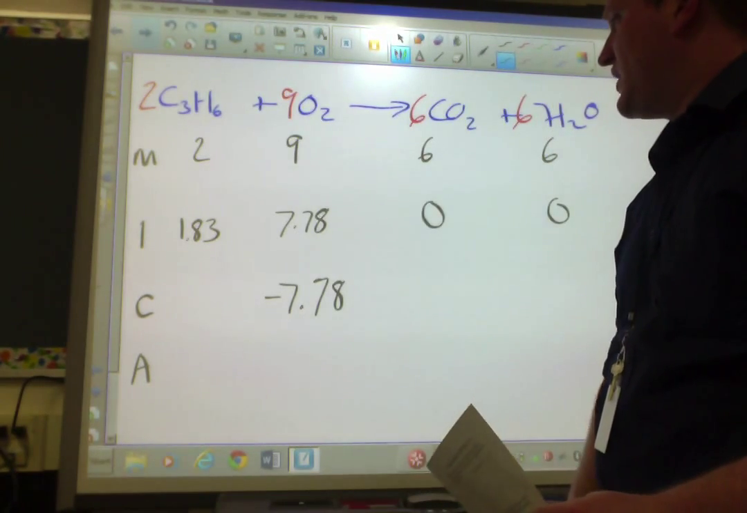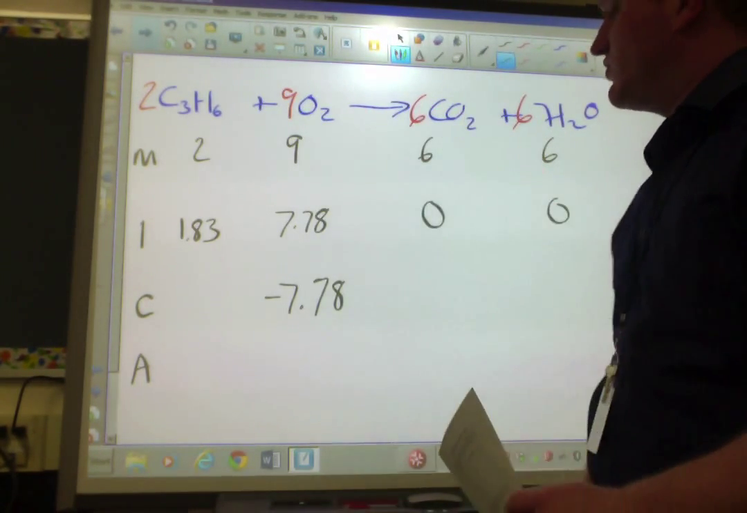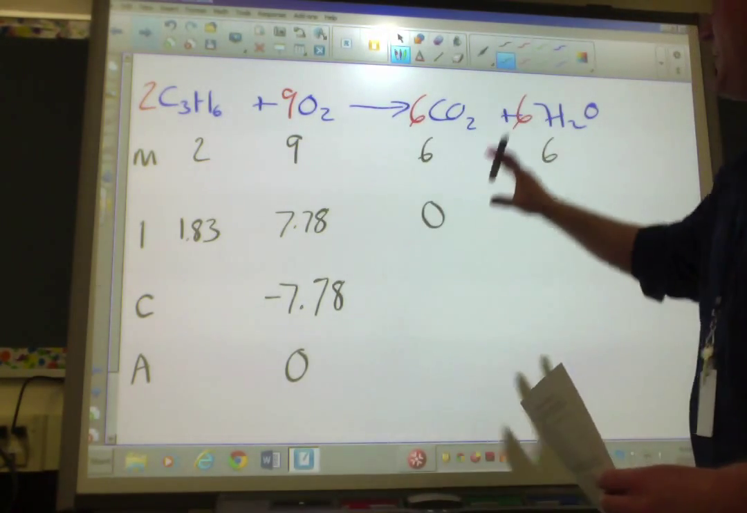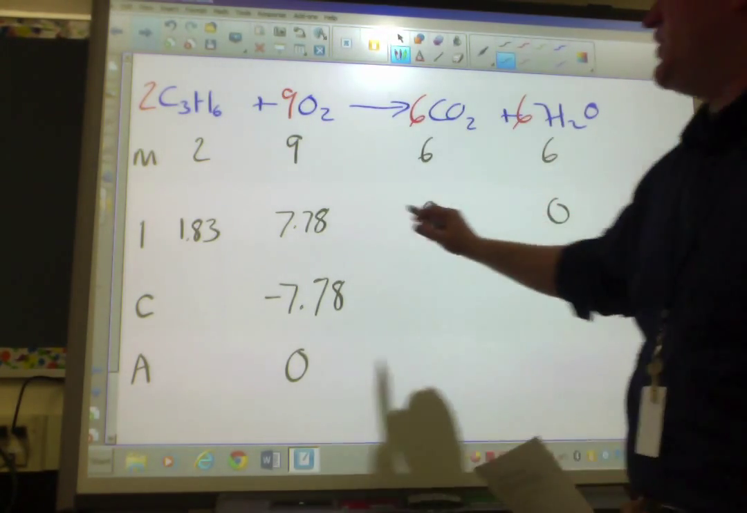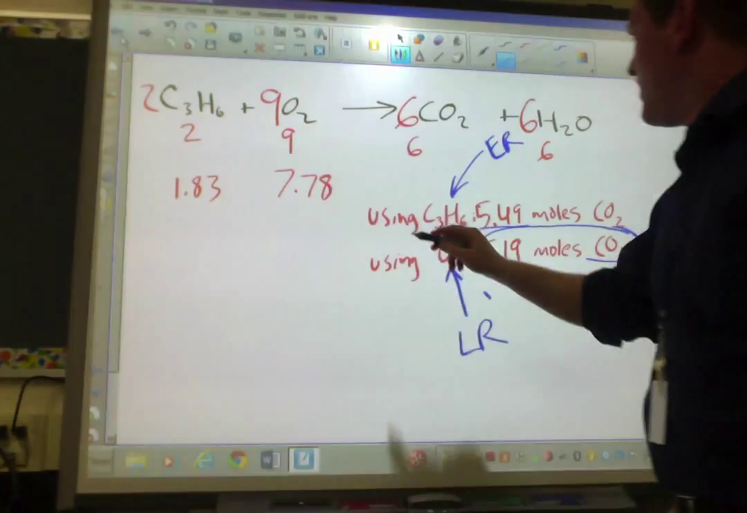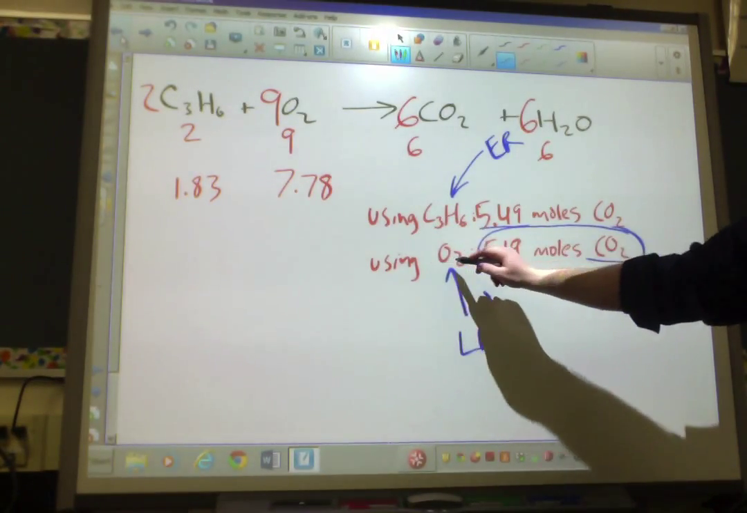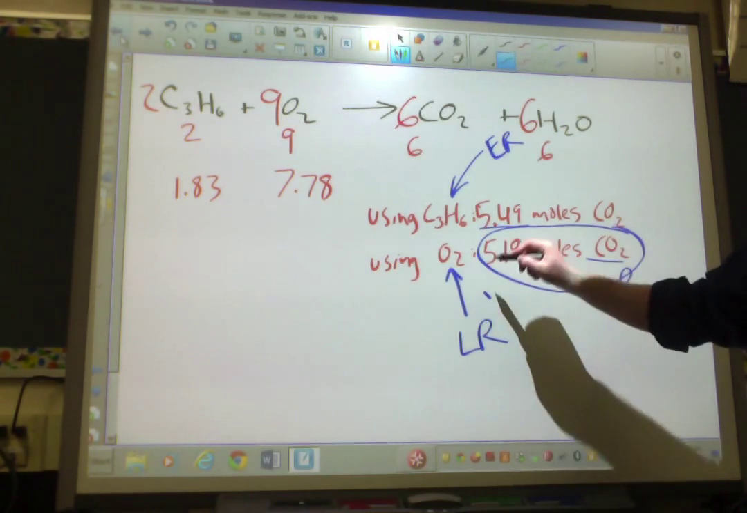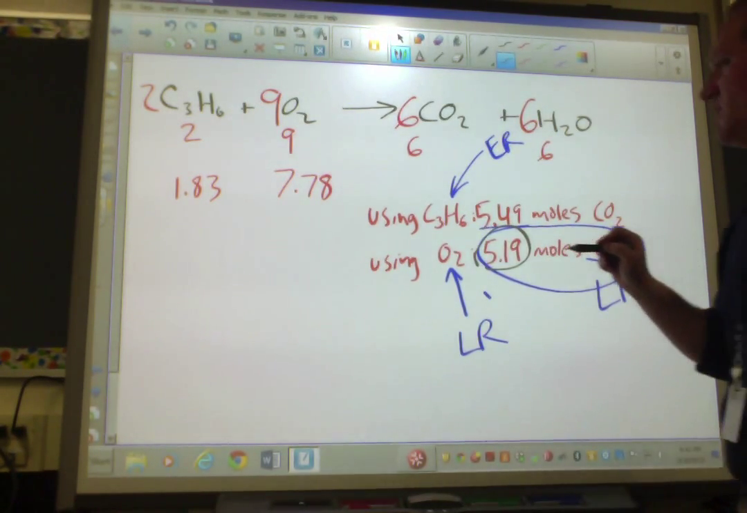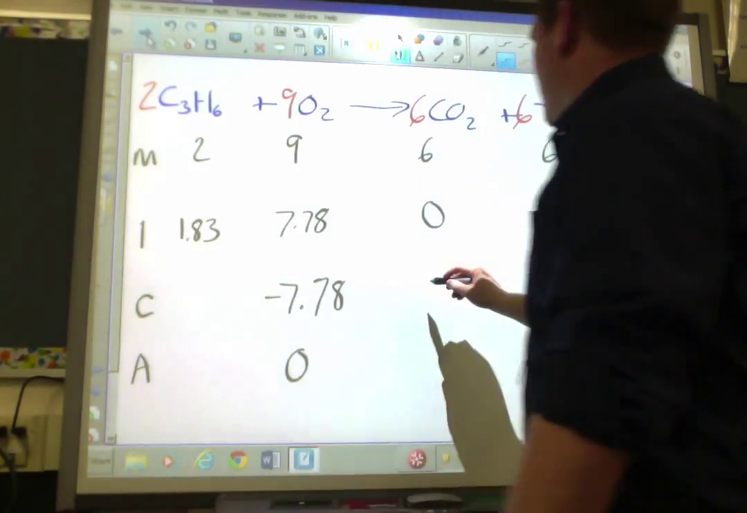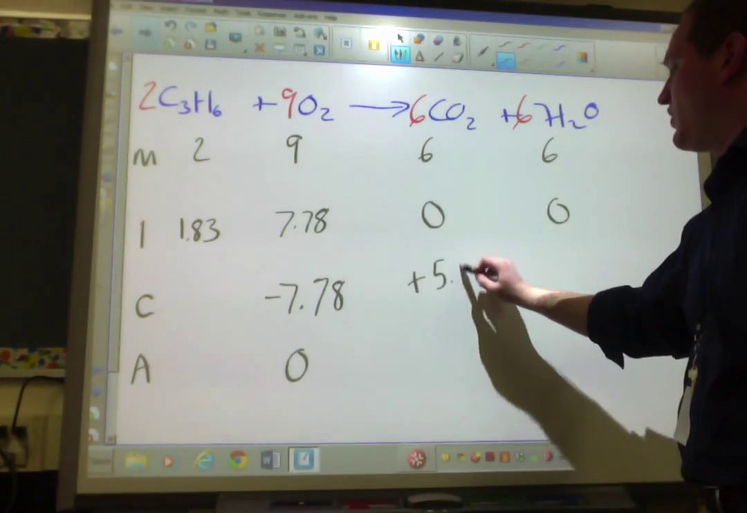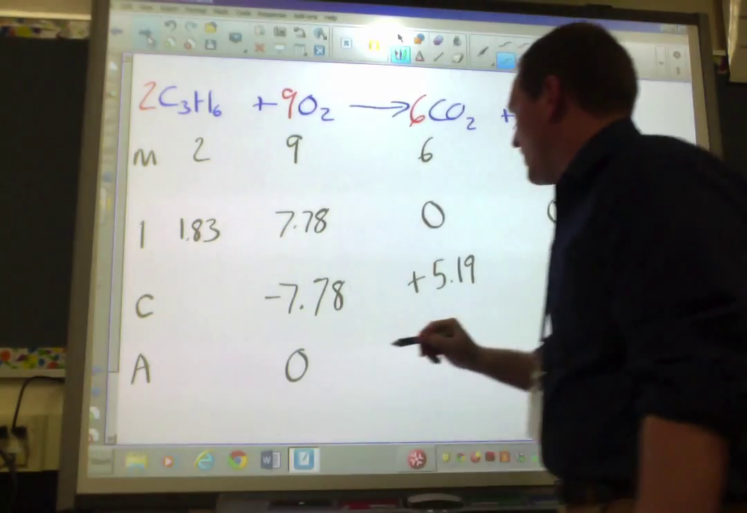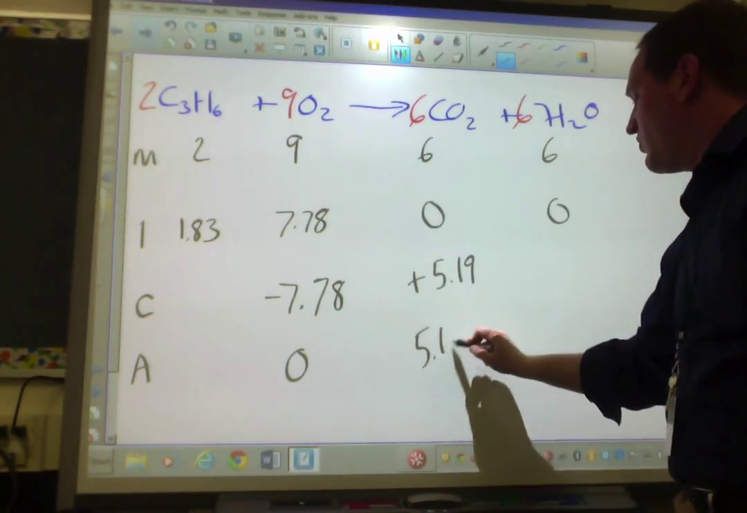Minus 7.78. And again, this is moles. Everything here is moles. So after, we're going to have 0 left. Okay? Now, we already figured out one of these. So, using O2, make sure you use the limiting reactant one. Very important that you use this one and not this one. We got 5.19 moles of CO2. So that's what we're going to write here. 5.19 moles. Okay? So this gives us a total of 5.19 moles.